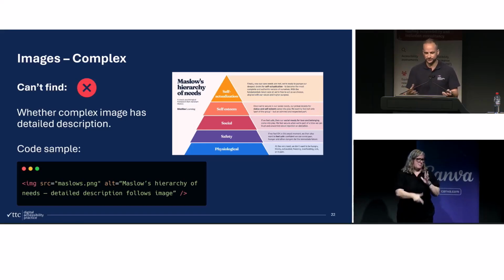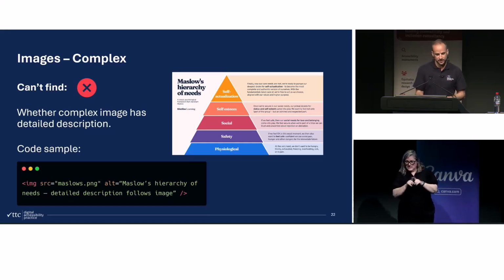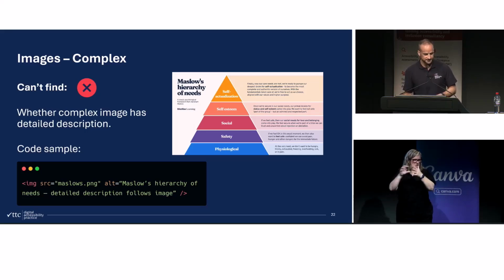So if we had to describe this pyramid and maybe some of the explanations around it, then we would have a long description, and you'd normally not put that in the alt attribute value. You'd put that somewhere else on the page. And then in the alt text value, you'd do something like we've got here, where we've got Maslow's hierarchy of needs as like a title or a high-level summary. And then we say that the detailed description follows the image, or wherever that description can be found.